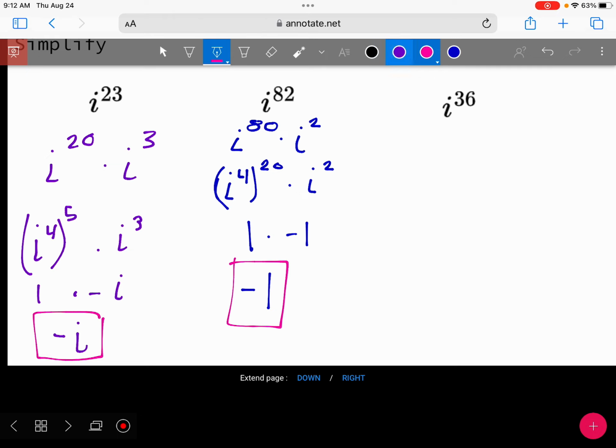i to the 36. We could write that as i to the 4 times 9, or i to the 4th to the 9th, because 36 is 4 times 9. So it's just 1.